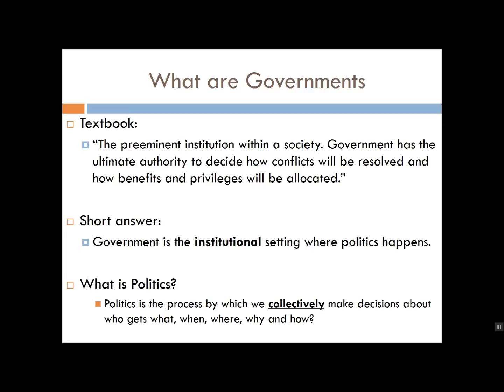That definition, however, is a bit complicated, and I think that it's a little confusing to some students just because of the way that it's worded as a couple of different sentences. So let's simplify this a little. Government is the institutional setting where politics happens. I'll say that again. Government is the institutional setting where politics happens.